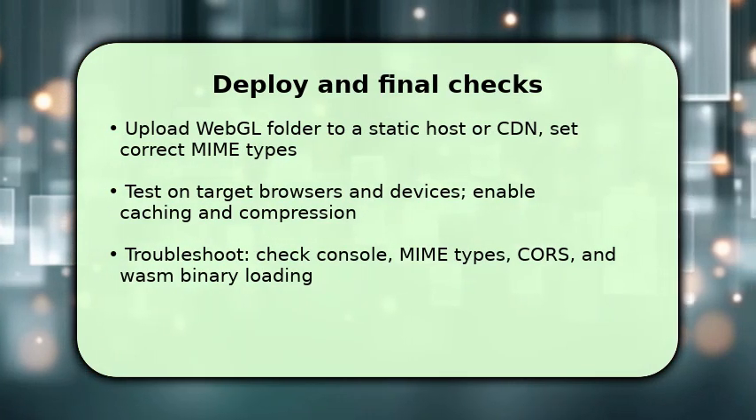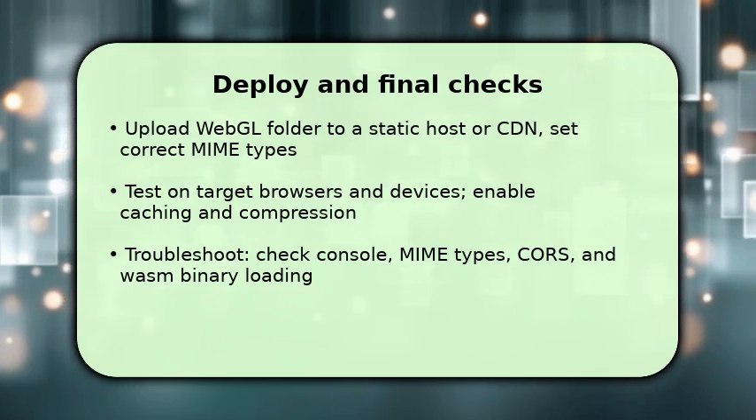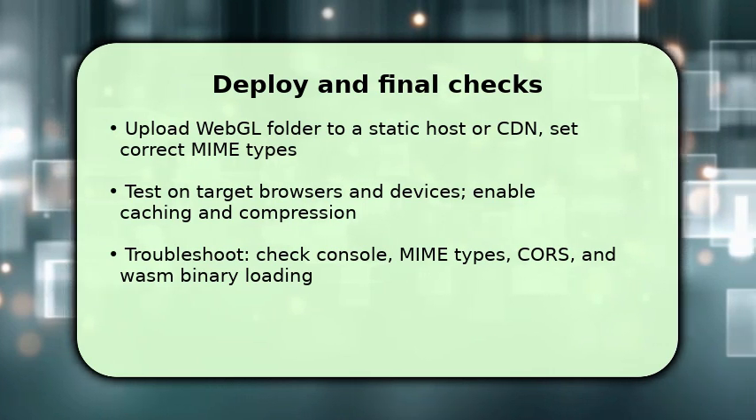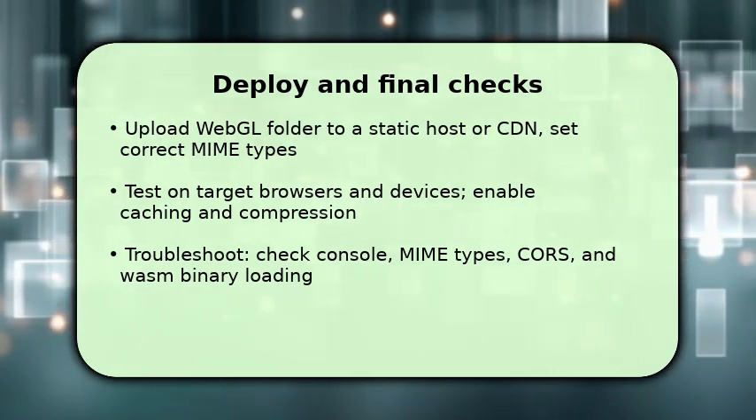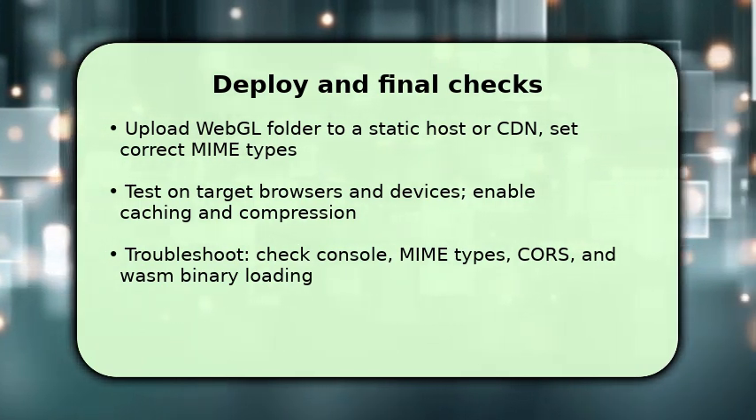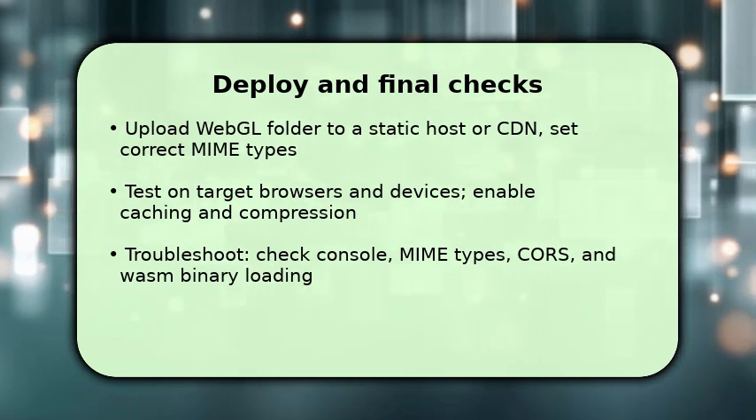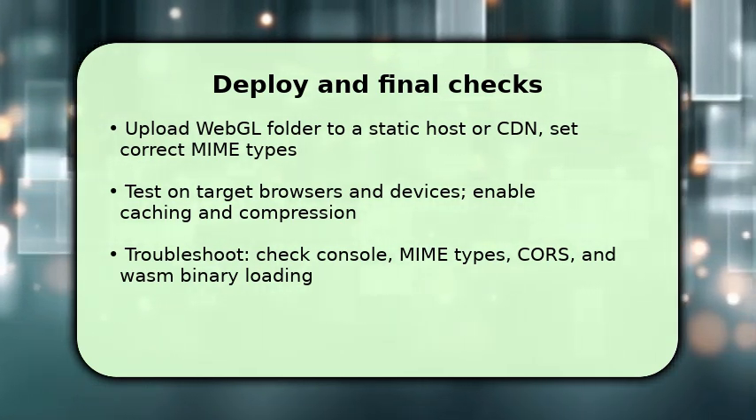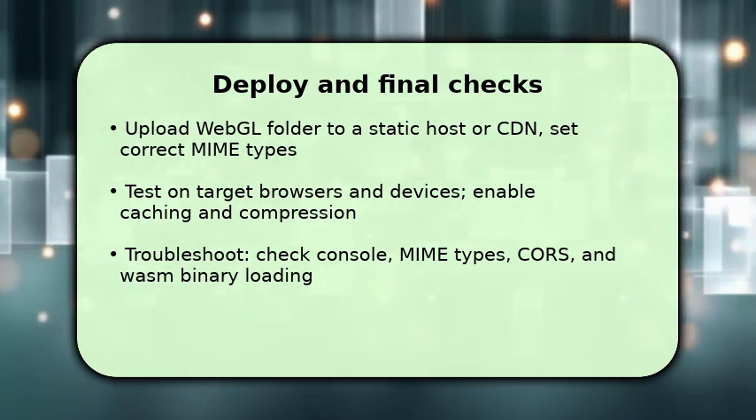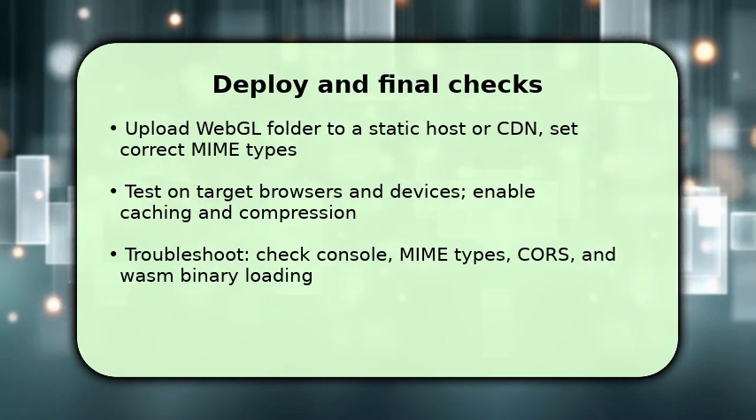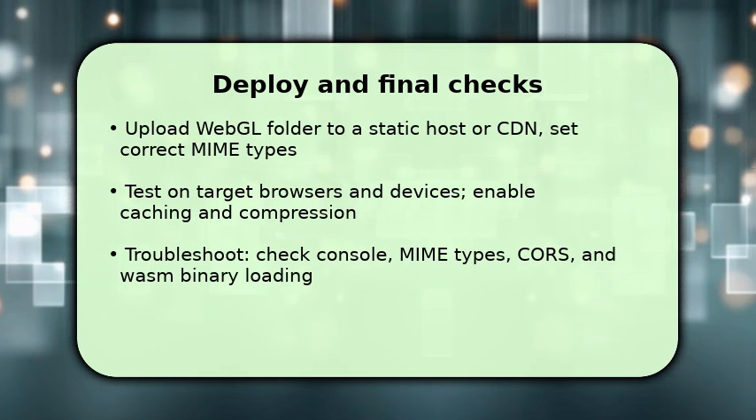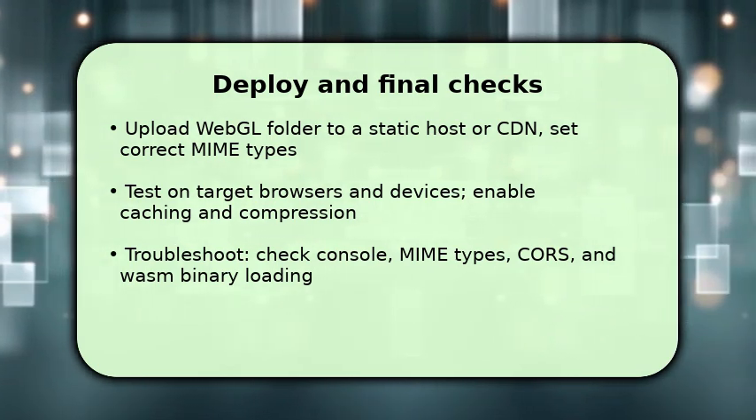You finish by uploading the WebGL build folder to your static host or CDN, ensuring correct MIME types for WASM and Unity Web files, and that CORS is configured if using cross-origin resources. Once deployed, open the game on target browsers and devices to confirm input, audio, and performance. Enable gzip or Brotli compression on the server to reduce payload size. If it fails to run, check the browser console for MIME or CORS errors, and verify the server serves compressed files with the proper headers.